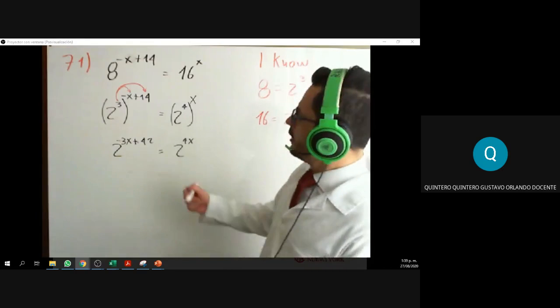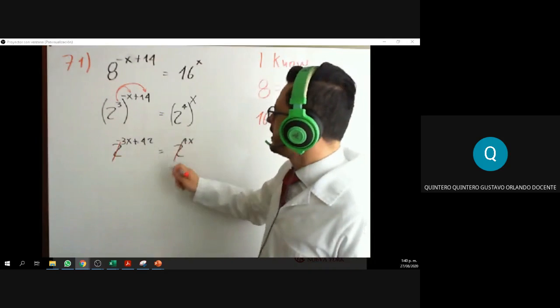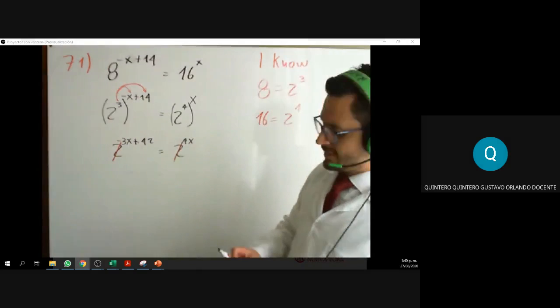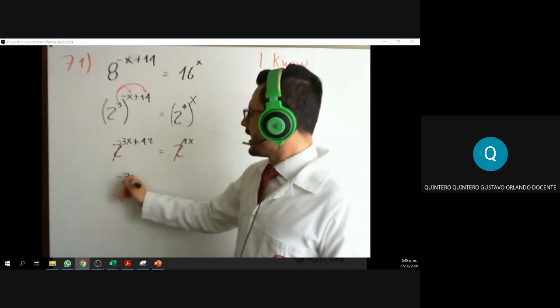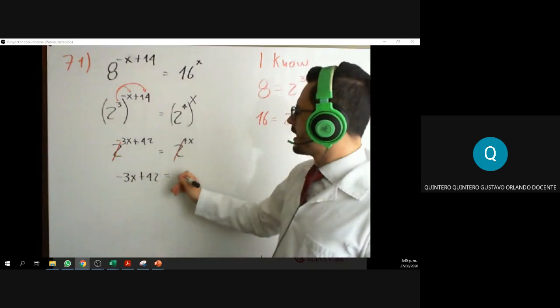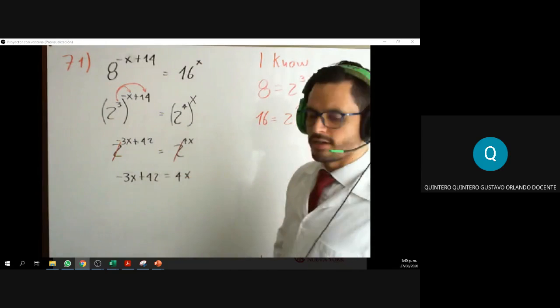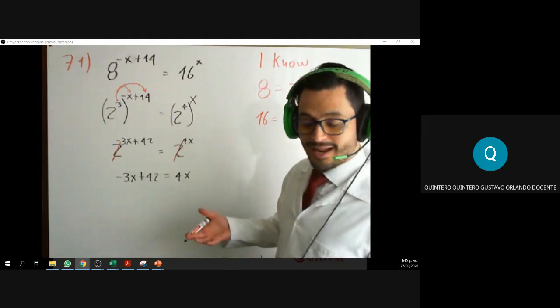From here on, look at that. These two expressions have the same base. So we can cancel the bases and equal the exponents. So we have negative 3x plus 42. And on the other side, we have just the rest of the exponent, 4x. From here on, this is a regular type of equation, a linear one.